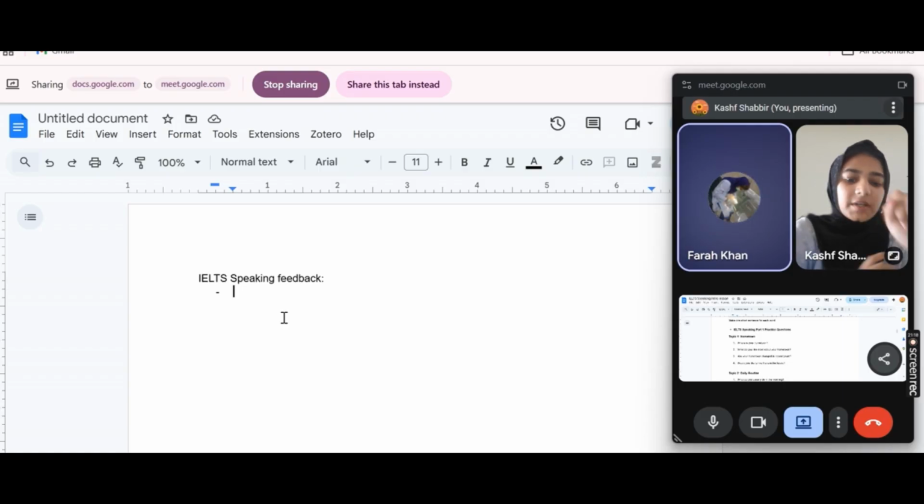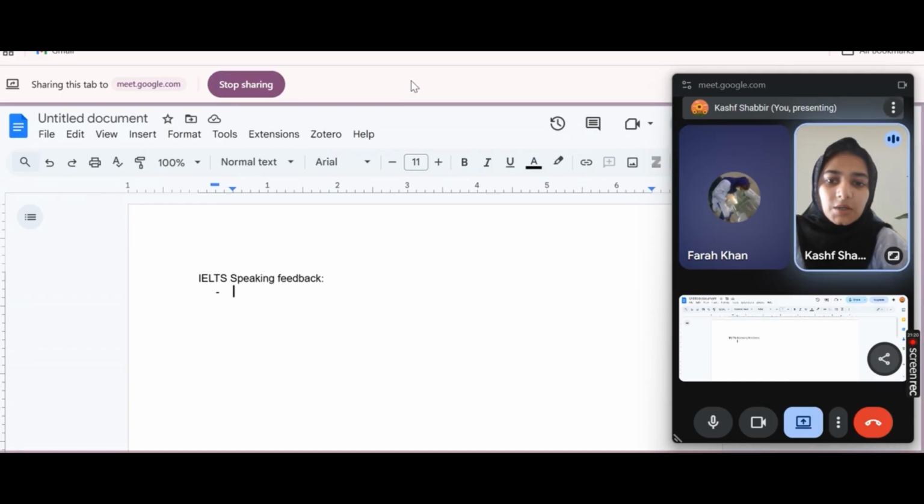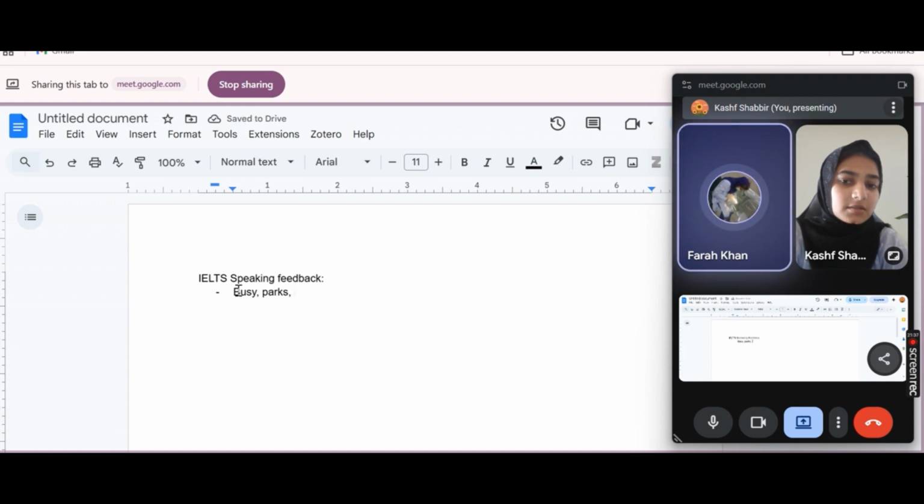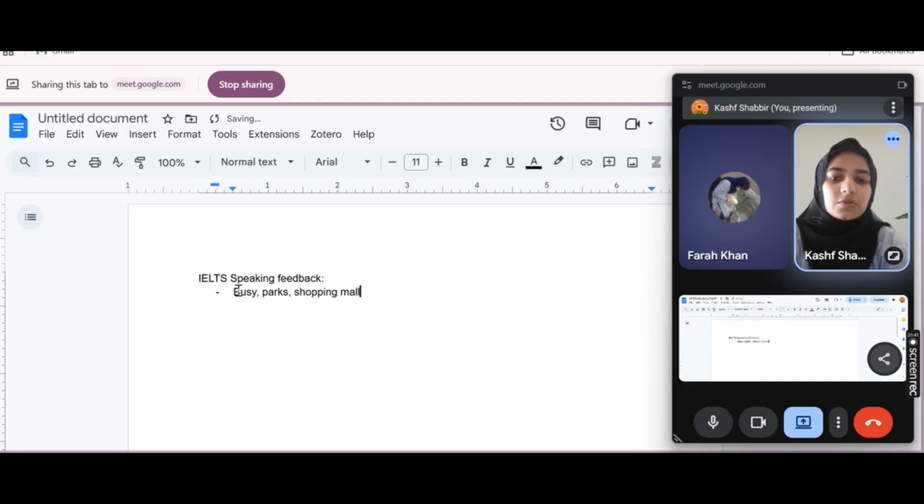Okay, all right. Now, let's take a look. So, you mentioned three characteristics of your hometown. It's busy. Can you see my other screen? Yes. Okay, so you mentioned it's busy, there are a lot of parks, and play areas and shopping malls. So you mentioned these three characteristics of your hometown.